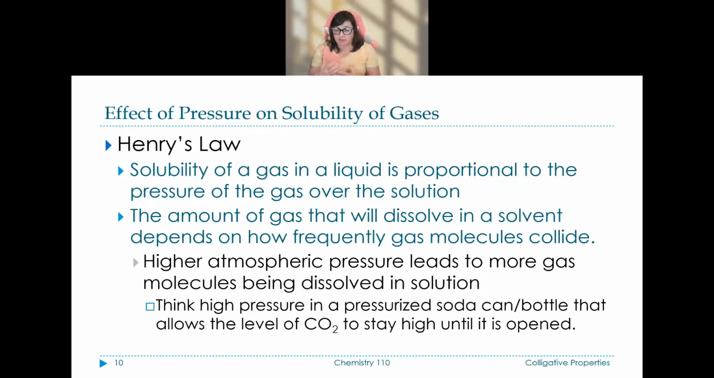One of the ways that you can think about this is when you open a brand new soda, you hear it crack, right? And right after you crack it, there's an escaping of gas. And that's because we've overpressurized that container so that we can keep as much of the gas in the solution as possible. That's how that works. So it stays more soluble because of the higher pressure. Okay? So that's what Henry's Law is about.